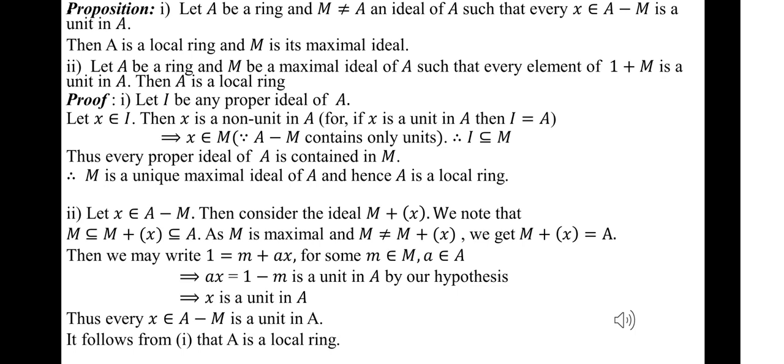Because A contains the identity element, we can write 1 is equal to m plus ax for some m taken from the ideal M and some a belonging to the ring A. Rewriting this equality, we get ax is equal to 1 minus m, and 1 minus m is an element from the set 1 plus M, because remember minus m is also an element in the ideal M. So we have ax is a unit in A by our hypothesis given in 2, and if ax is a unit in A, we can easily observe that the element x also forms a unit in A. Thus we have shown that every element of A minus M is a unit in A. And using the first part of the result, we can conclude that in this case A must form a local ring.